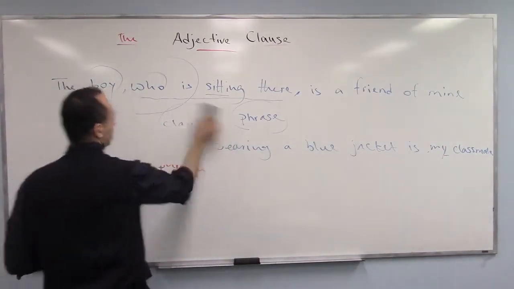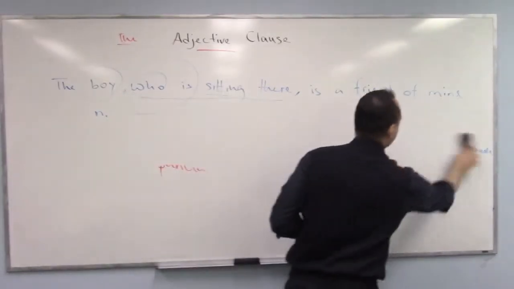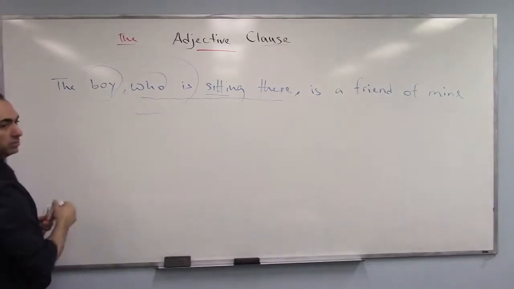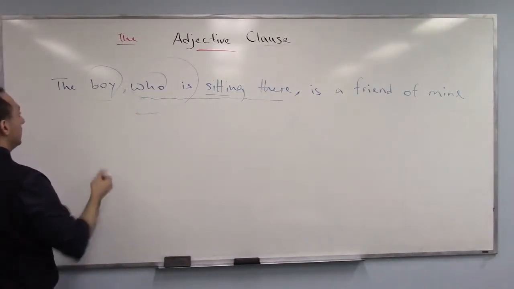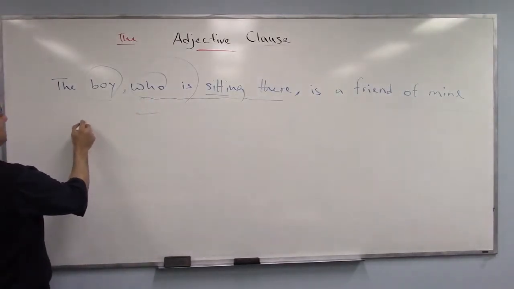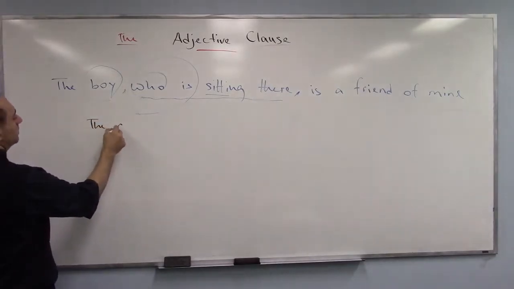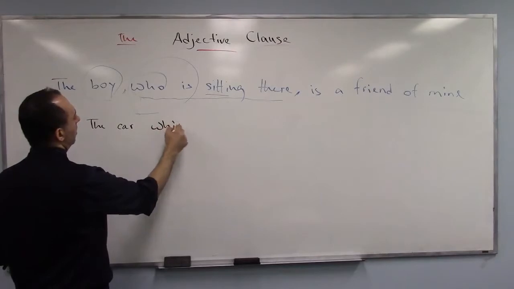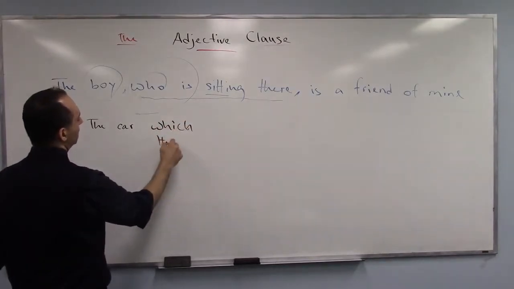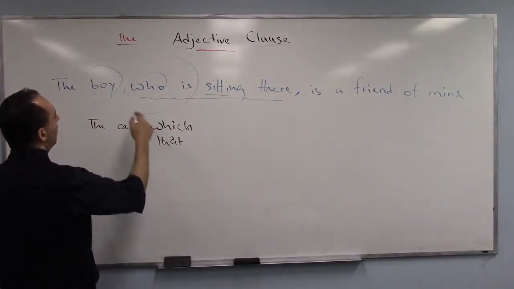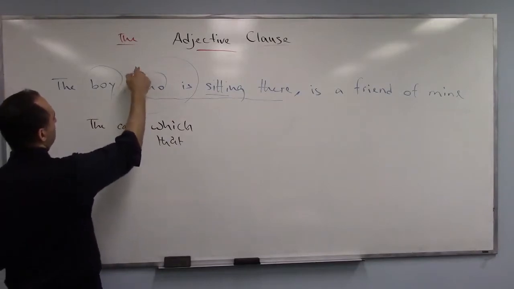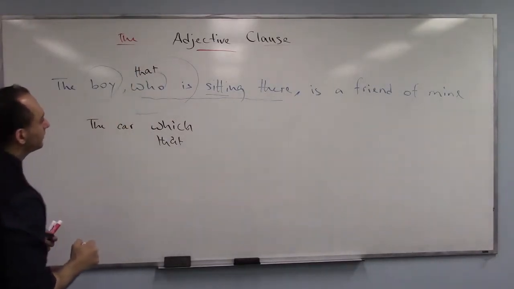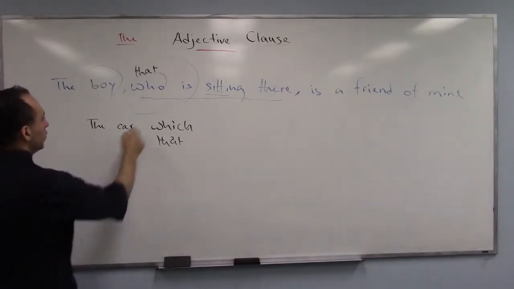Now, we have adjective clause pronouns, like the man who. The car, can I say the car who? No, which or that. Whom? For the man, the boy, I can also say that. When do we use whom?